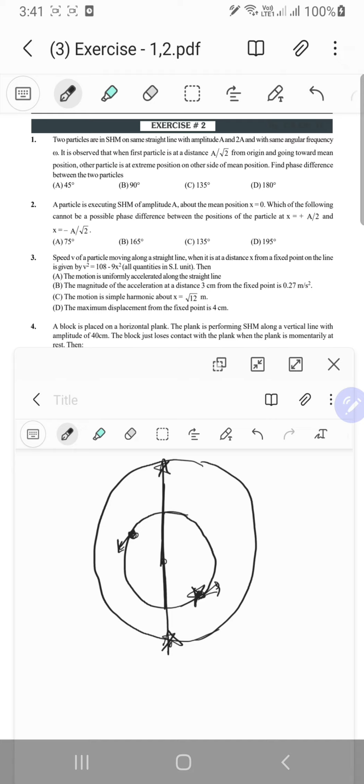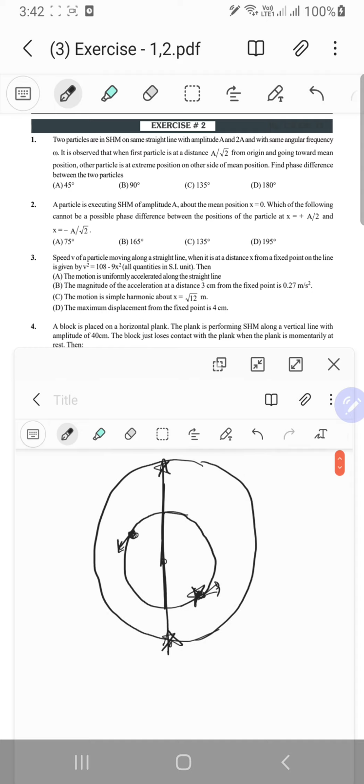Wait, so are their mean positions the same in the first place? It's at extreme position on the other side of the mean position. Wait, what? I don't get it. Well, that doesn't make sense though. So now you need to draw these circles different. Wait, but that's not good. Is an extreme position. Well, all that really matters are the phase, right? So cool. Anything else doesn't matter.